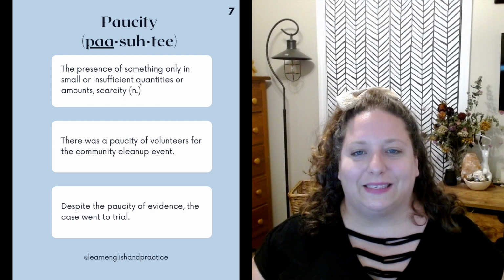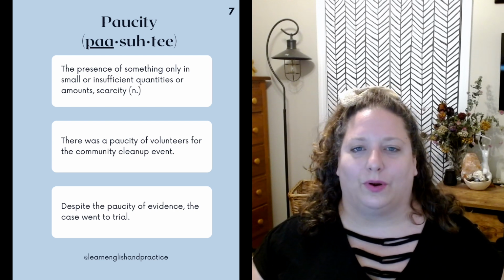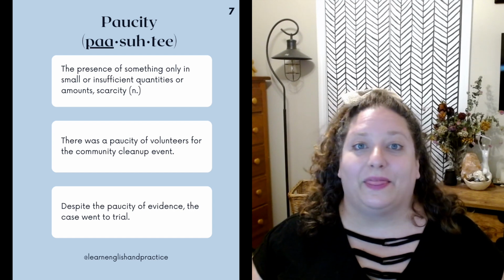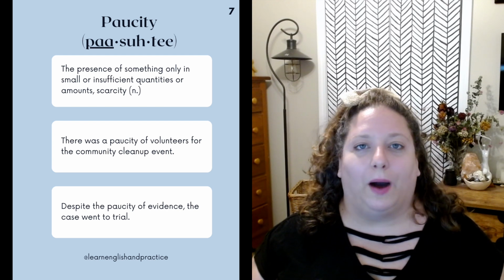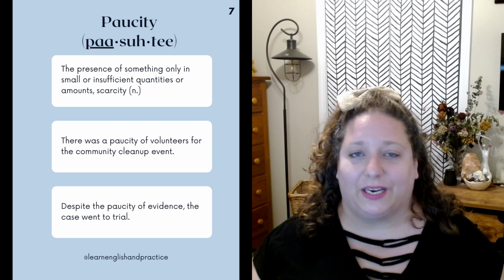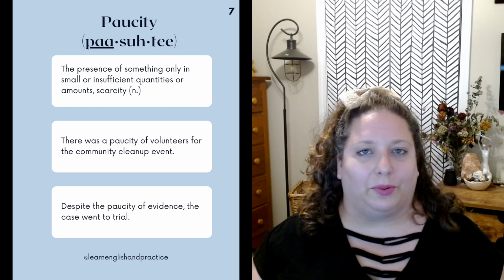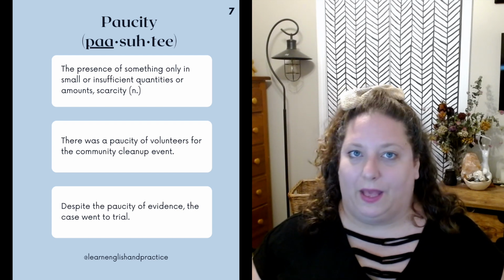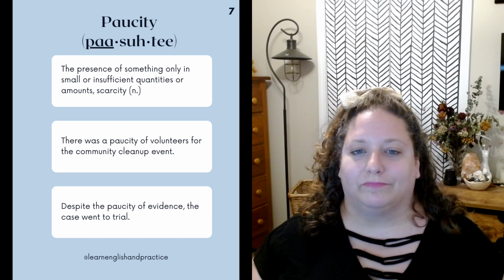This means the presence of something only in small or insufficient quantities or amounts. Scarcity. It's a noun. So when there's a paucity of something, that means there's not enough. In a corporate environment, there might be a paucity of advancement opportunities. So there might not be enough promotions or opportunities for employees to get ahead in their careers. And that would be a big problem in terms of employee morale and retention.